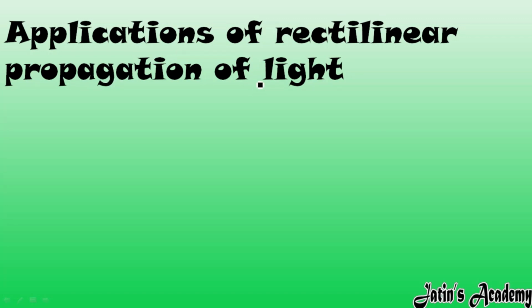As we have already studied rectilinear propagation of light, what do you mean by rectilinear propagation of light? Rectilinear propagation of light means the property of light in which light moves in a straight line through a transparent medium. This property is known as rectilinear propagation of light. And due to this property, there are three applications.